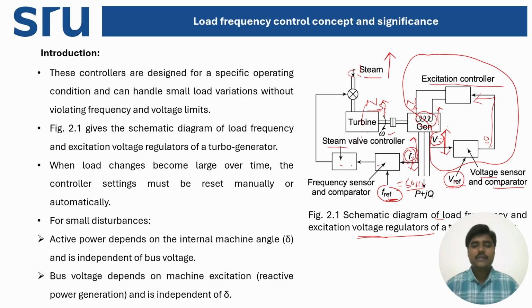In both ways, whether the frequency is higher than the nominal value or lower than the nominal value, the steam valve controller will take corrective action and accordingly change the steam input to the turbine. For small disturbances, active power depends on the internal machine angle, that is called droop, and it is independent of bus voltage. Bus voltage depends on machine excitation, that means reactive power generation, and that is also independent of machine angle droop.